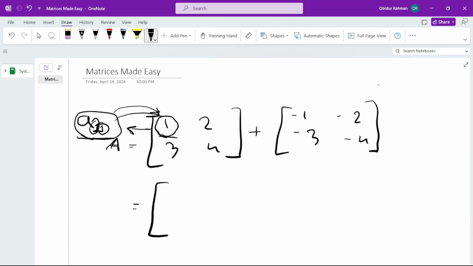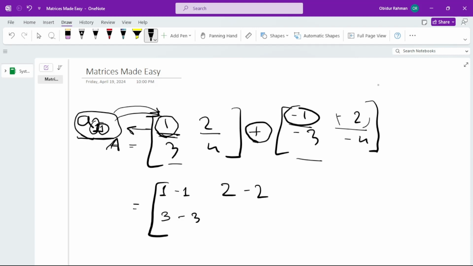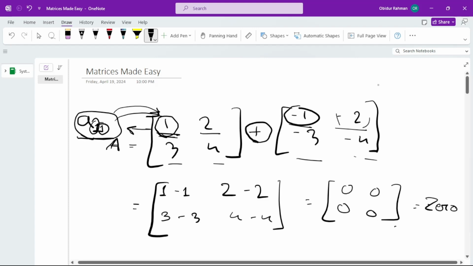We take the same positions from two matrices and we do the operation we're supposed to do, like the plus. So 1 plus minus 1. The same way, this and this, they're both in the same position. So 2 minus 2. Same with here, 3 minus 3, 4 minus 4, and it turns out to be 0 0 0 0, or it's a zero matrix.